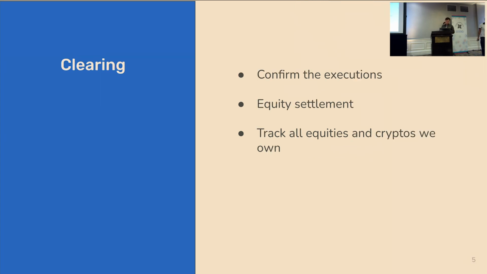And the next major use case is clearing. We confirm executions within our brokerage and globally. After that, we do the equity settlement on T+1 days to make sure all the orders are settled. We also need to check that all equities and cryptos we own are correct, to make sure that corporate operations, for example two companies merging, stock splits, and a stock being delisted from the market, are working fine.